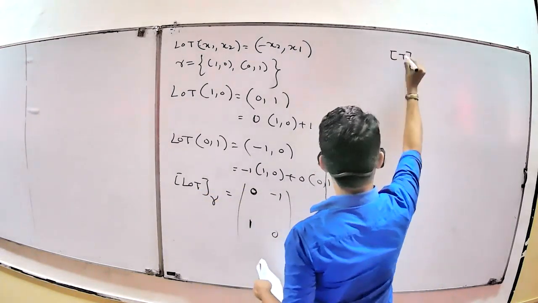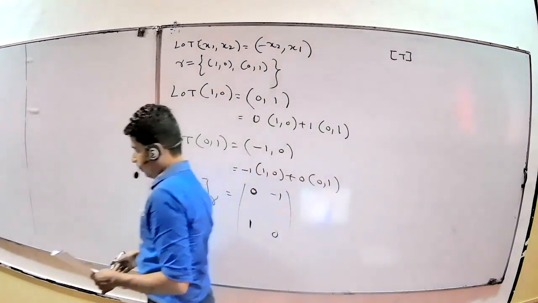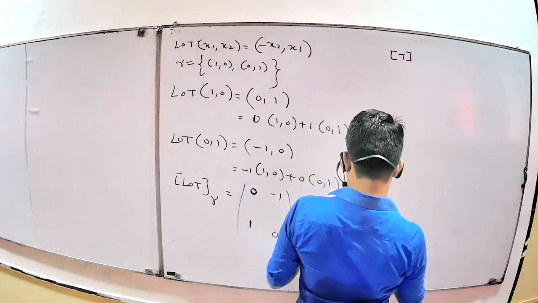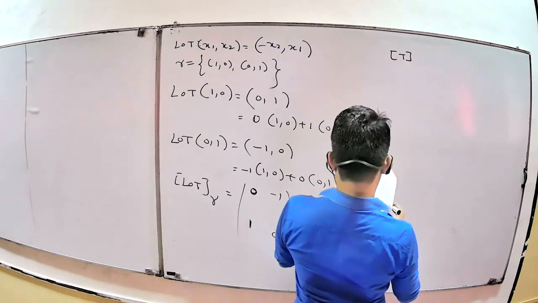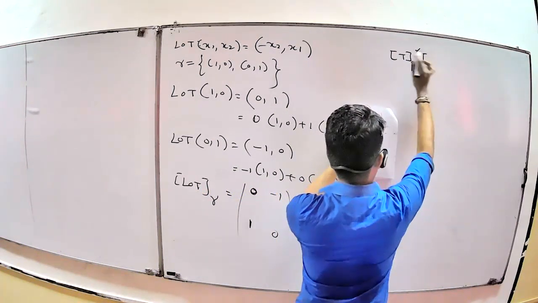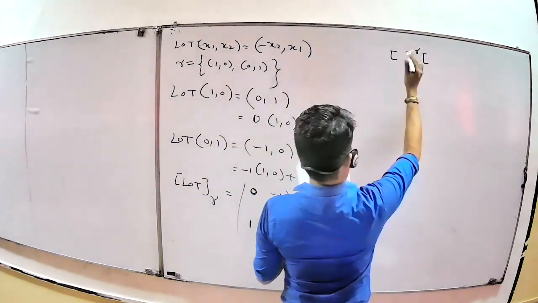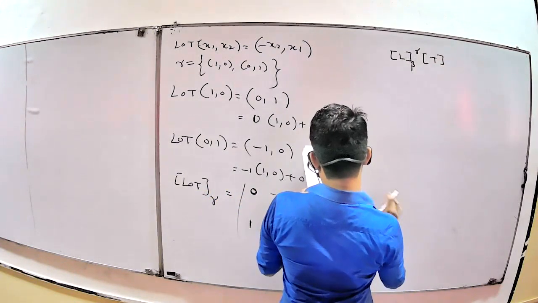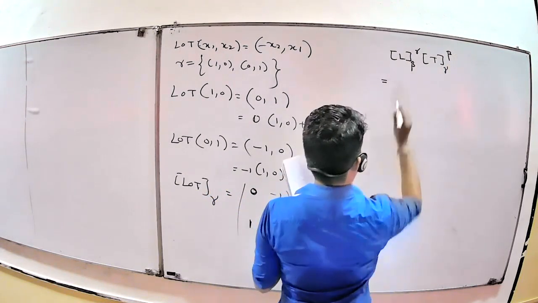For this, L of beta gamma, into T of gamma beta, then you will get gamma.